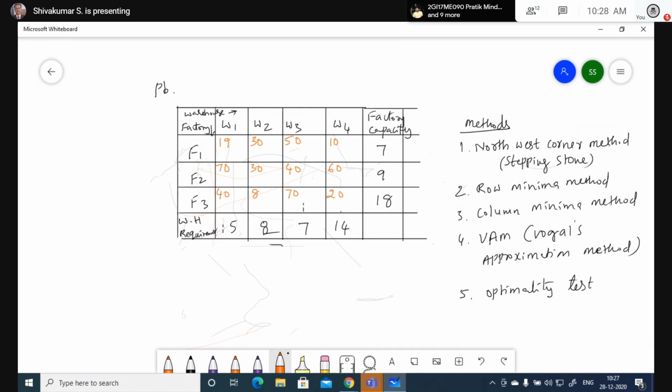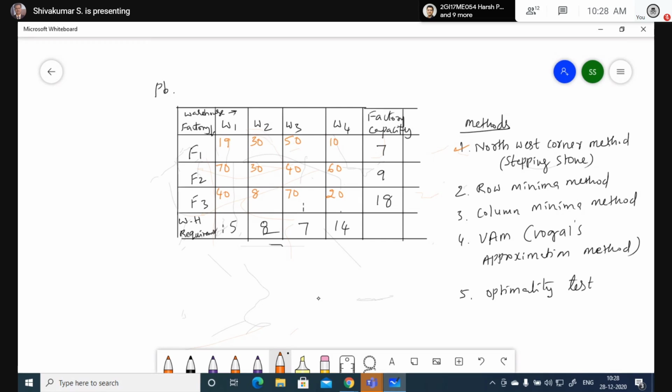Let us say I'm going to start with the northwest corner method, the first method. I told you already, these are the factories: F1, F2, F3 are the factories. W1, W2, W4 are the warehouses. And factory capacity is also given here. Factory 1 has a capacity of 7 units, factory 2 has 9 units, F3 has 18.